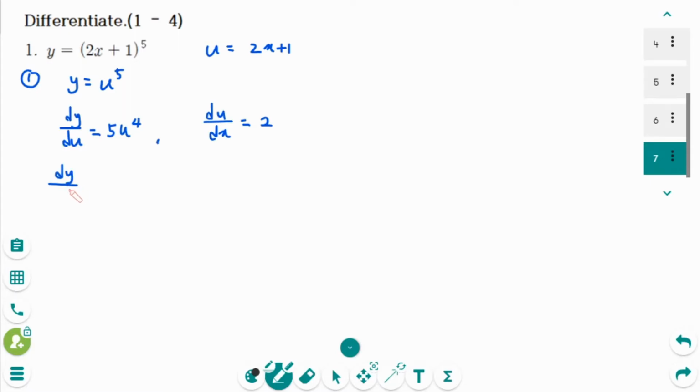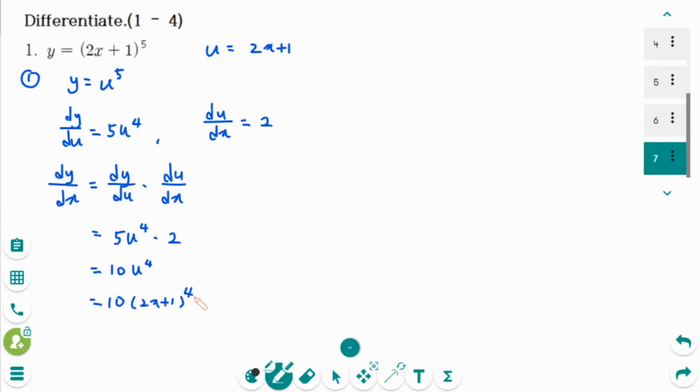So dy/dx equals, we can rewrite as dy/du times du/dx. dy/du is 5u to the power of 4. Then du/dx equals 2. So 10u to the power of 4. But u was 2x plus 1. This is the final answer.